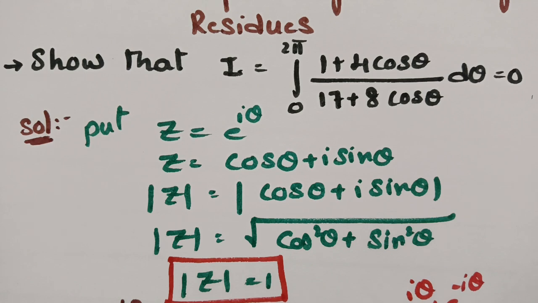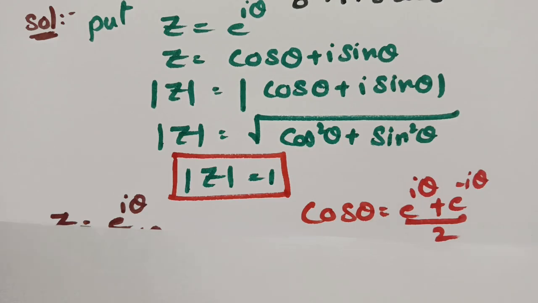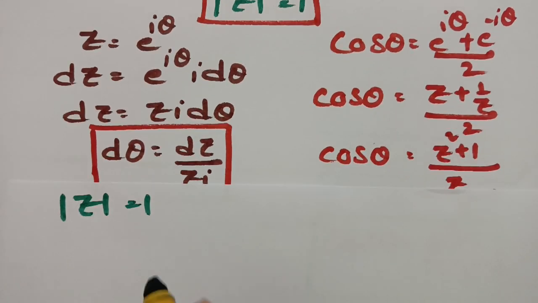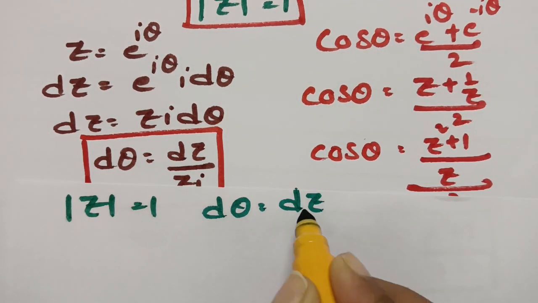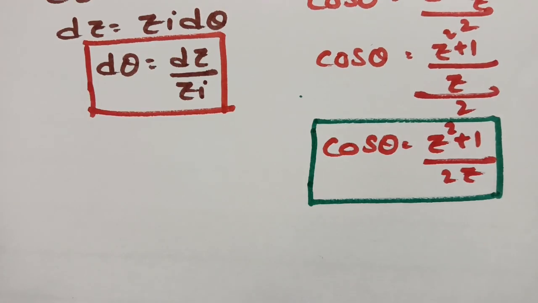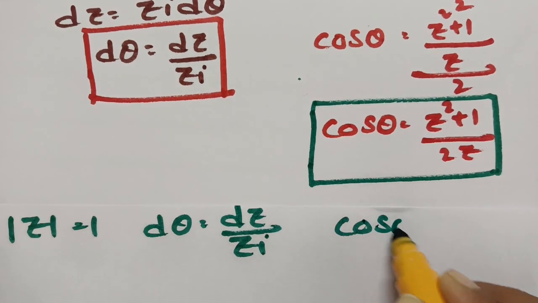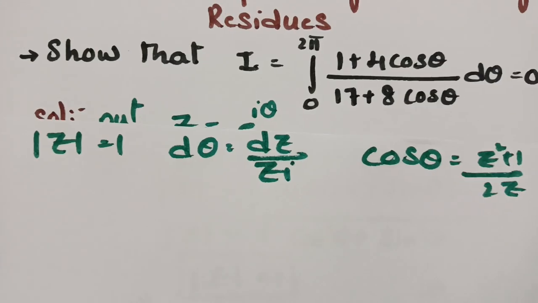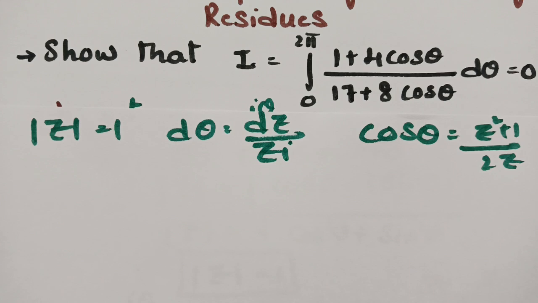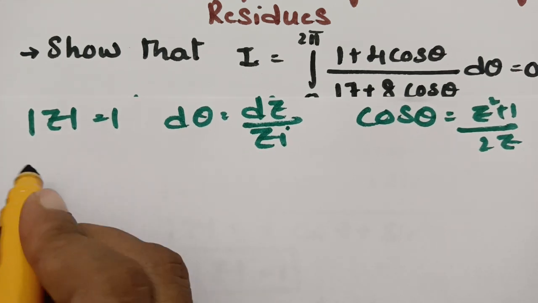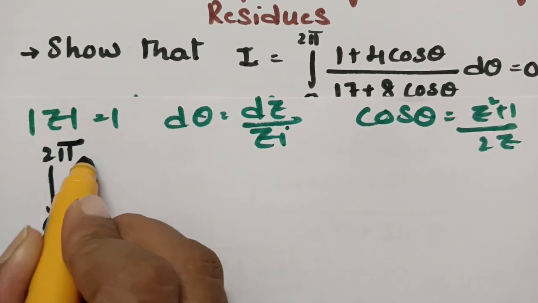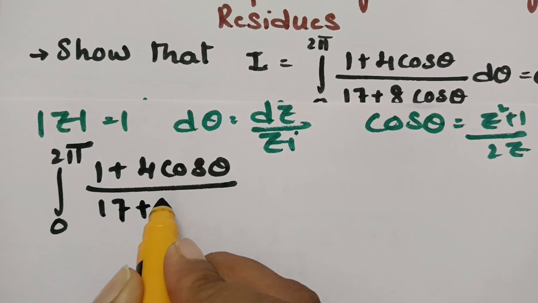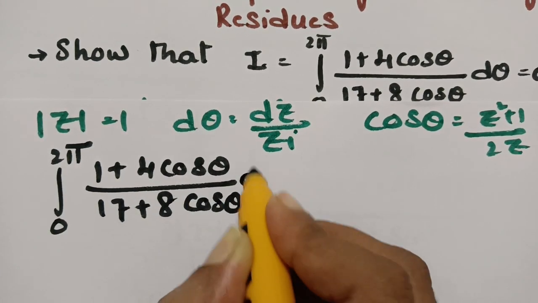Now I am going to substitute in the given integral. The first thing is |z| equals 1. The next, dθ equals dz by zi, and cos θ equals (z² + 1)/(2z). Now substituting in the integral, the integral from 0 to 2π of (1 + 4 cos θ)/(17 + 8 cos θ) dθ.